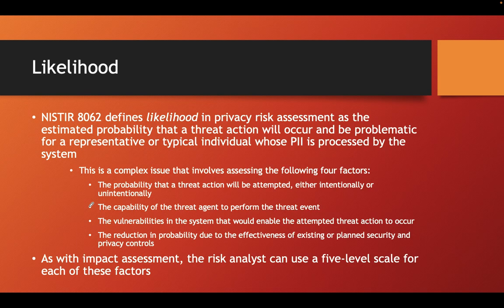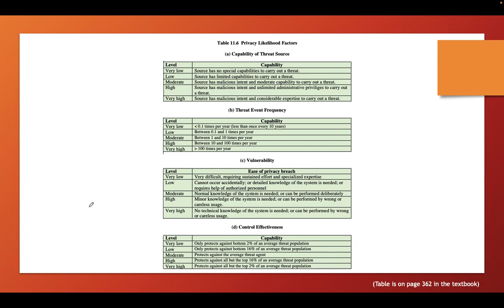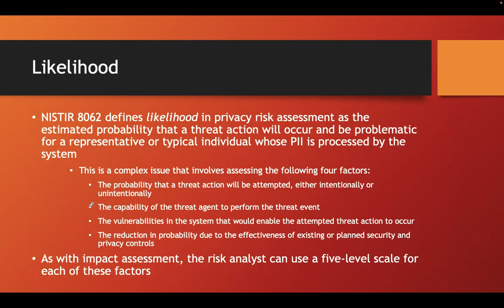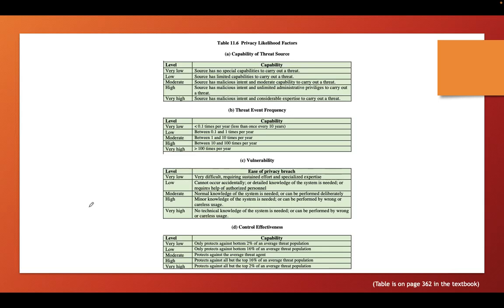Now, with the impact assessment, the risk analyst can use a 5-level scale for each of the factors. So you use the 5 levels: very low, low, moderate, high, and very high. These are the 5-level scale. So you use this 5-level scale for each of these factors that we've itemized. Is that okay? So that's what we have done here. You look at it. Okay.